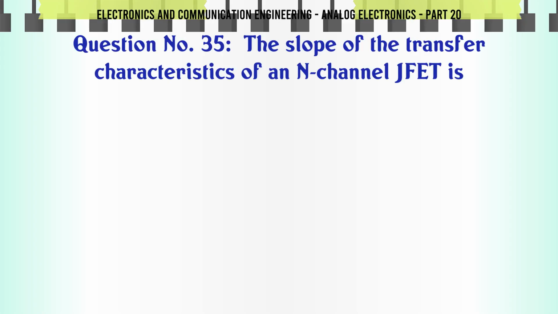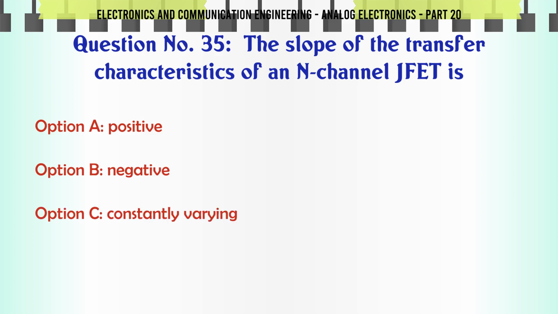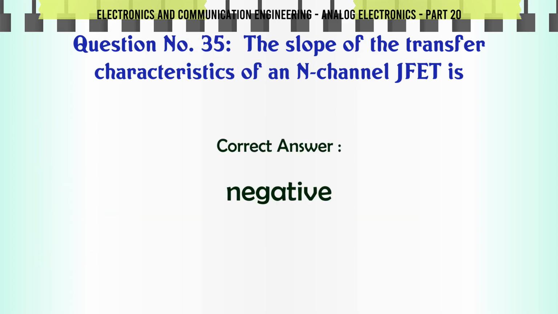The slope of the transfer characteristics of an N-channel JFET is A. Positive, B. Negative, C. Constantly varying, D. 0. The correct answer is negative.